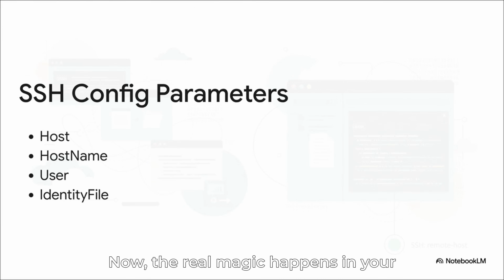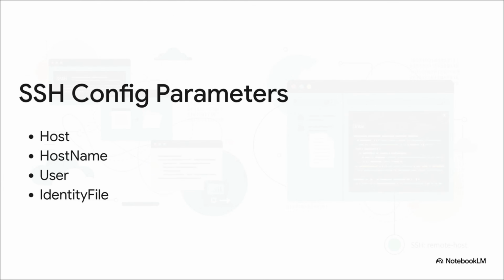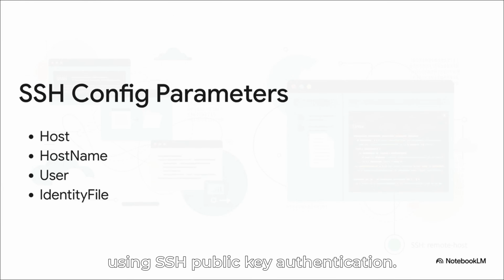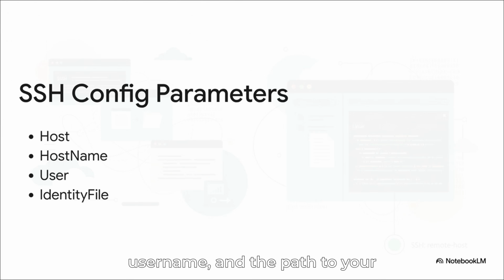Now, the real magic happens in your SSH configuration file. Best practices absolutely dictate using SSH public key authentication. By simply mapping your host IP, your username, and the path to your private key right there in your local config, you unlock this beautifully seamless, passwordless connection straight from the command palette.